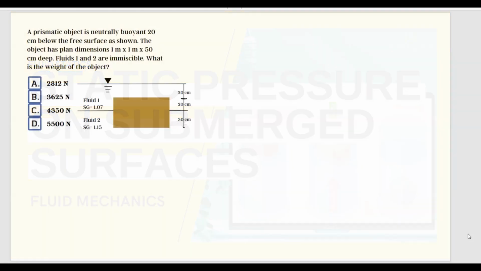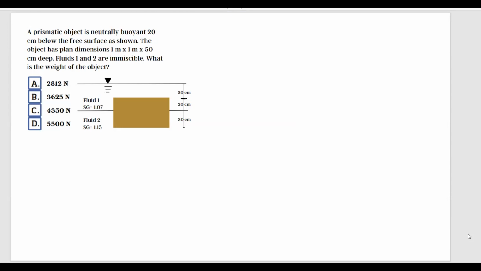Let's dive in. A prismatic object is neutrally buoyant 20 centimeters below the free surface, as shown. The object has plane dimensions 1 meter by 1 meter by 50 centimeters deep. Fluids 1 and 2 are immiscible. What is the weight of the object?